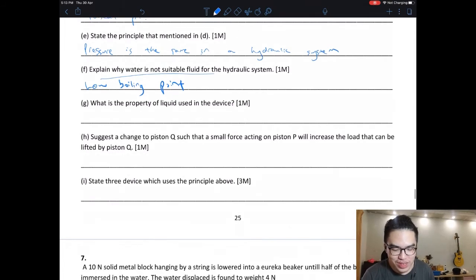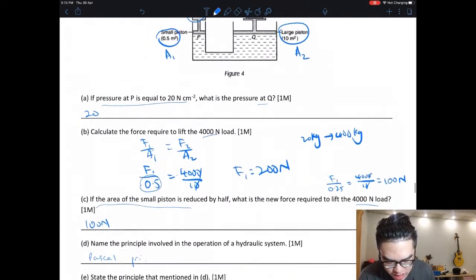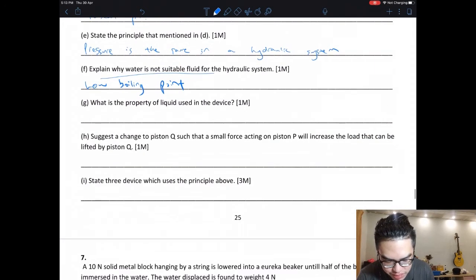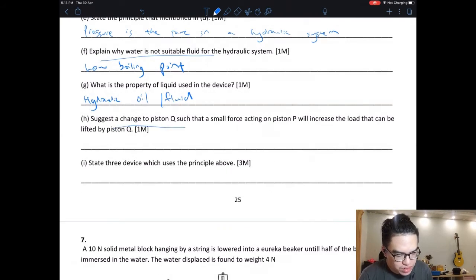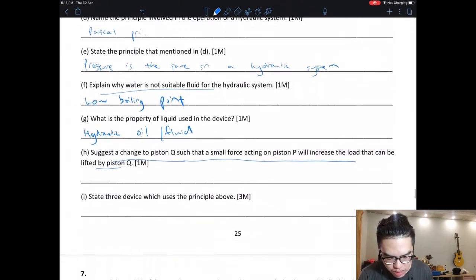So what is the property of the liquid used in the device? You can say hydraulic fluid, hydraulic oil or fluid. Suggest a change to Q such that a small force acting on P will increase the load that can be lifted by Q. So I can only change Q here. So what can you do? You can increase the surface area.